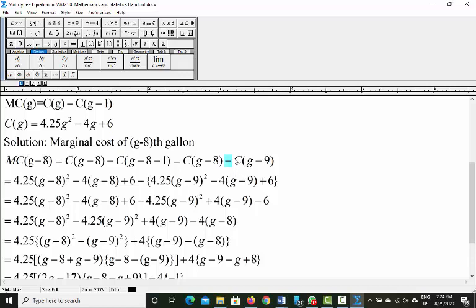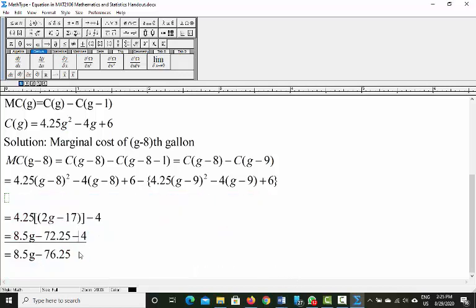Now we want to find the expression for this one. So now this G needs to be replaced by G minus 9, and like that. So how do we calculate this one? To calculate this one, what do we need to do first?